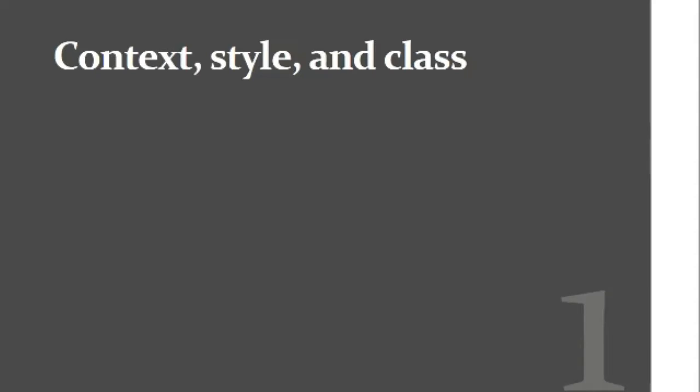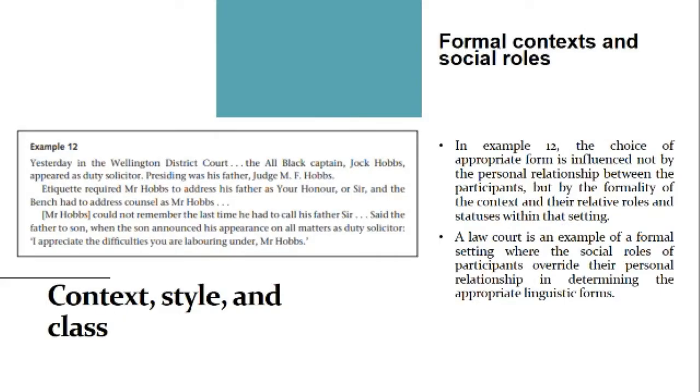First, let's talk about context, style, and class, which is going to be discussed by me, Diaz Adrian. Formal context and social roles. In example 12, the choice of appropriate form is influenced not by the personal relationship between the participants, rather by the formality of the context and their relative roles and statuses within that setting. As we can see in example 12, we are given an example of a law court setting. A law court is an example of a formal setting where the social roles of participants override their personal relationship in determining the appropriate linguistic forms.